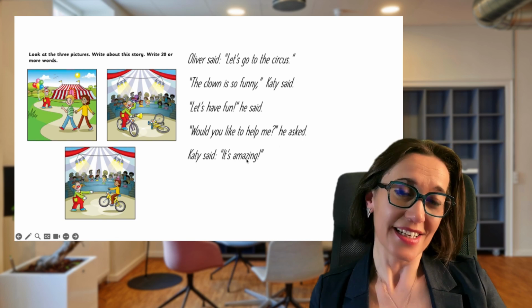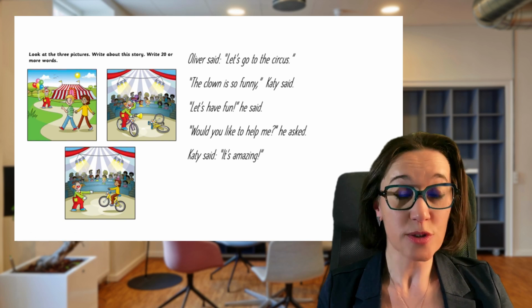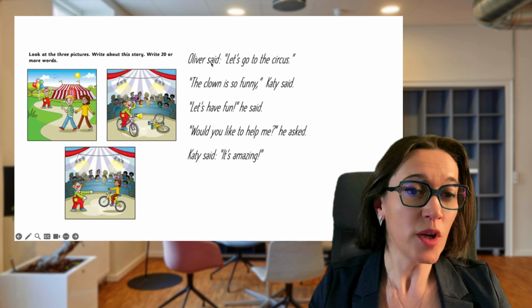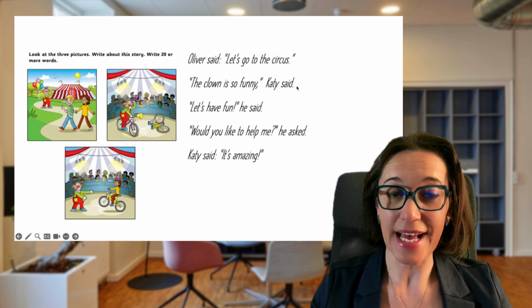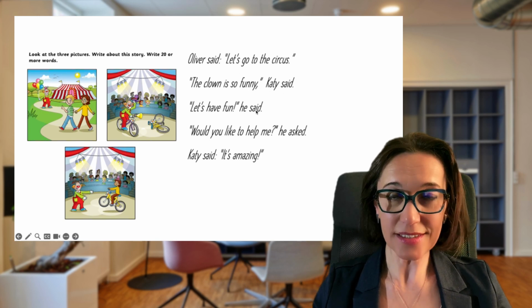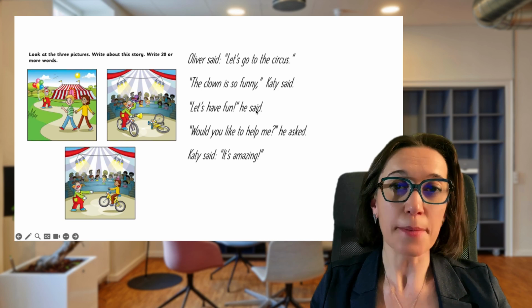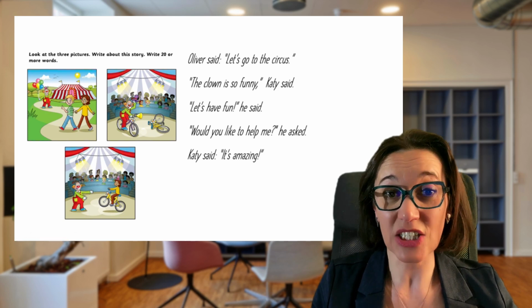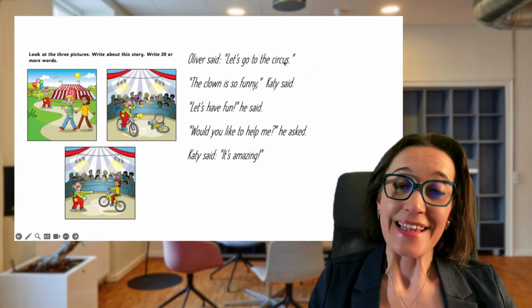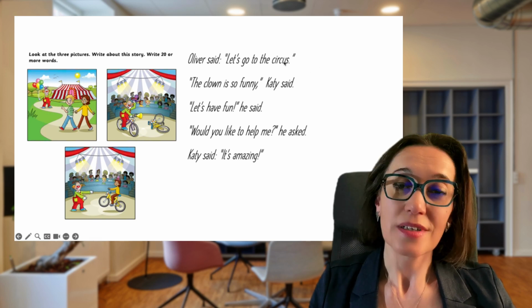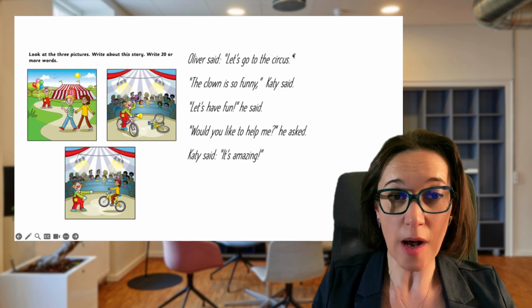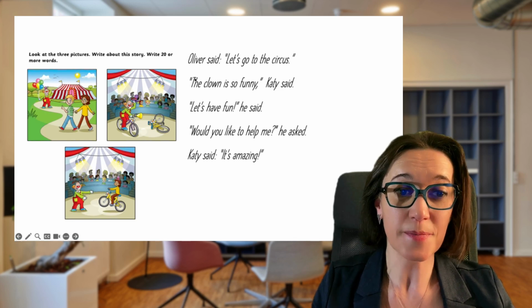In any dialogue, we have got two types of clauses. We've got the reporting one, like Oliver said, Katie said, he said, and the reported one, I mean someone's exact words, like "Let's go to the circus." This reported clause is written between these inverted commas. Can you see them here?